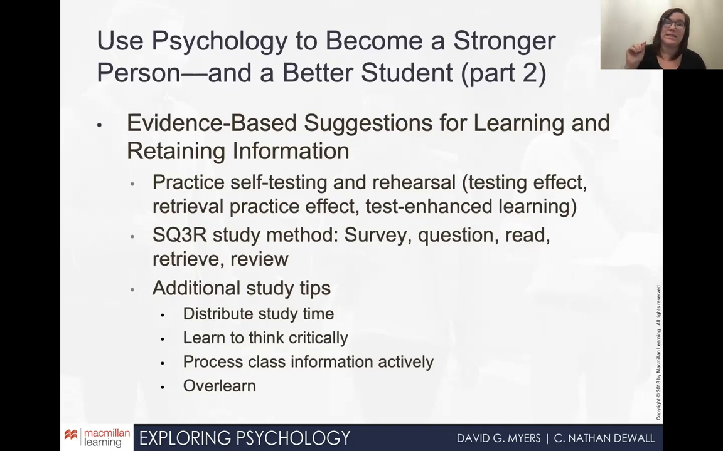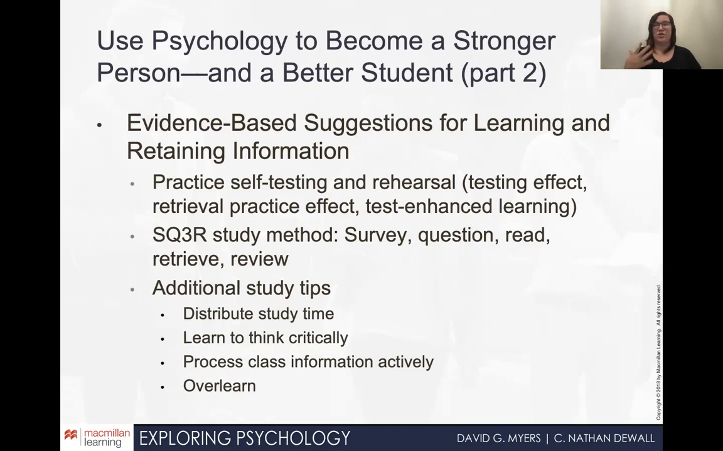Number one is self-testing and rehearsal. So there's the testing effect, retrieval practice effect, and test-enhanced learning. And we're going to talk about all those in our memory and learning chapter, which I believe is chapter 7. So you do this in this class by using Achieve, right?